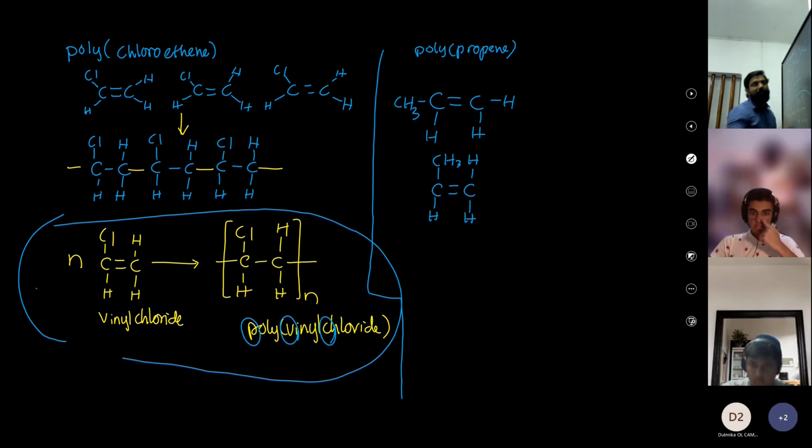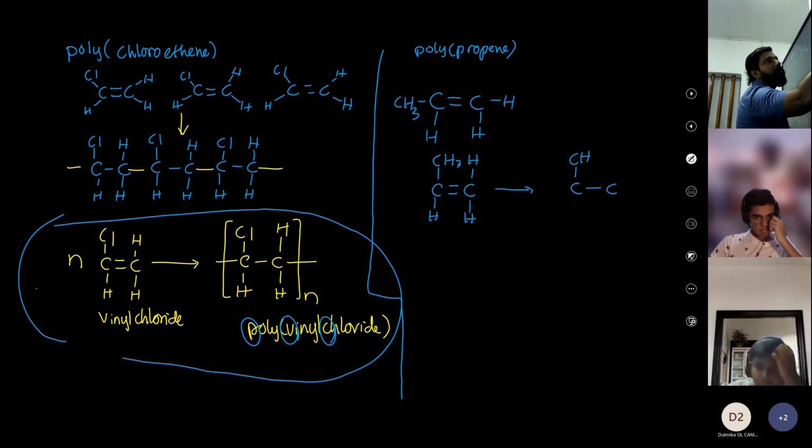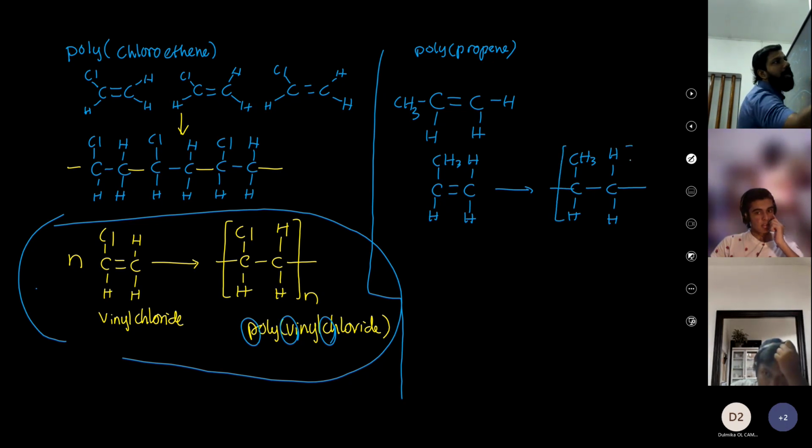Because only the double bonds form the bonds. The double bond is what must be broken. You can't put this CH3 into the chain. Do you get it? Then you erase the double bond, put the CH3 up, H's down, and you put the bracket and you put the N.